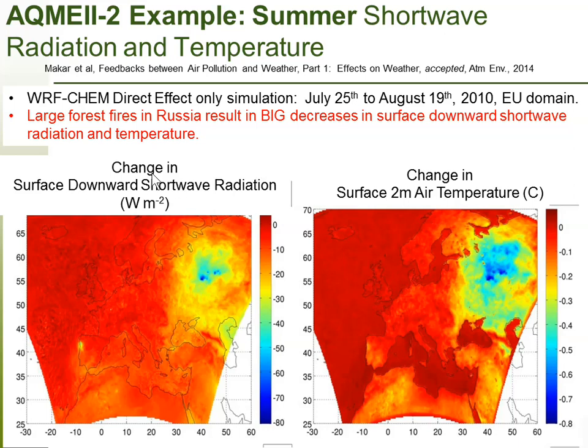And this is the effect of those on the forecasts of surface downward shortwave radiation. So these are deltas, changes in shortwave radiation. The area of the forest fire stands out pretty strongly: minus 80 watts per meter squared. That's the change in the downward shortwave resulting from the fires. That's the change in surface temperature. It gets down to minus 0.8 degrees Celsius over quite a large area.